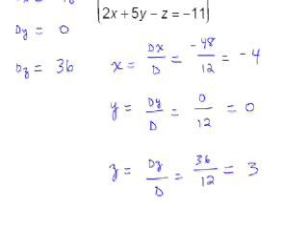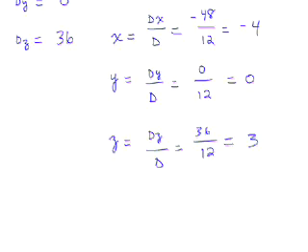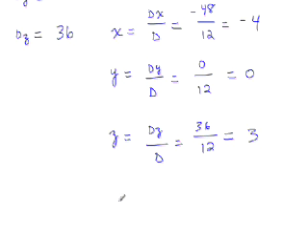So finally we have the solution to our system of equations. X comma y comma z, negative 4 comma 0 comma positive 3. There is our ordered triple.